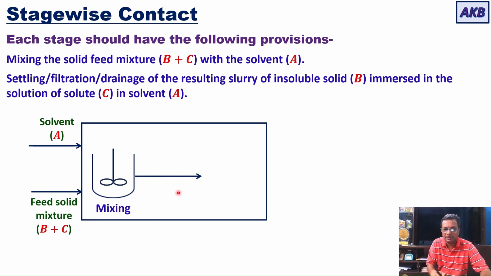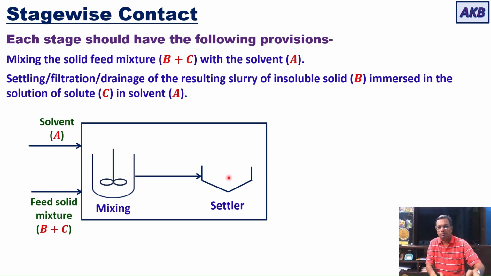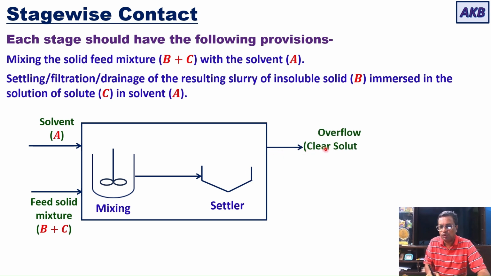First, these two will be mixed in the mixer. The resulting slurry will then be transferred to a settling tank where solids will settle, and you will be able to physically separate the clear solution from this. Then the clear solution is removed as overflow, or you can also call it clear solution. It is actually the solution of A and C, solution of C in A.